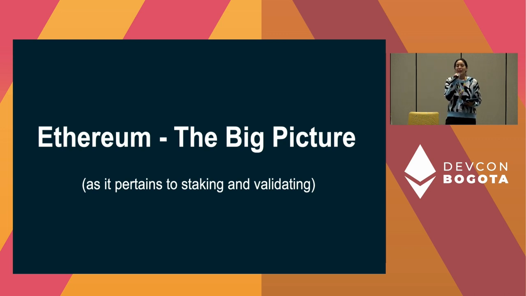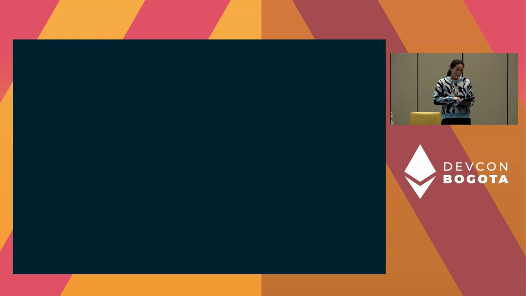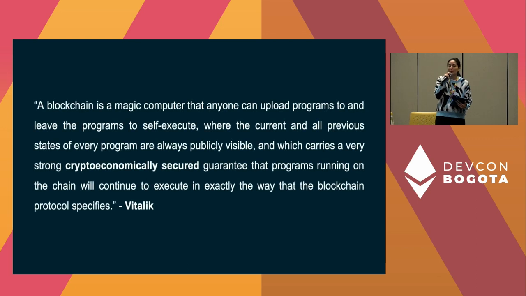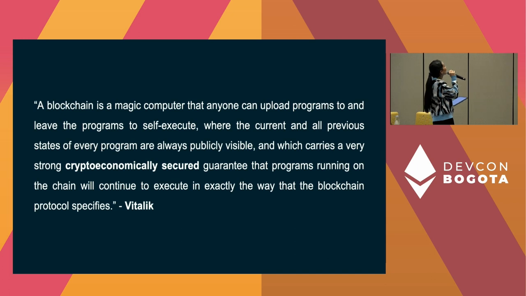I wanted to start with a big picture look at the Ethereum network. Vitalik gave a very good talk during the opening ceremony, but I wanted to take a little from that and make it more pertinent to the topic of staking and validators, and what they do inside the network that we are creating here. This is a quote by Vitalik, and I'm not going to read everything to you, but it's a cool look into what a blockchain is, and the different parts that we are going to be seeing today are mentioned there. But one of the most important parts to pick out of this definition is where it says it carries very strong crypto-economically secure guarantees.